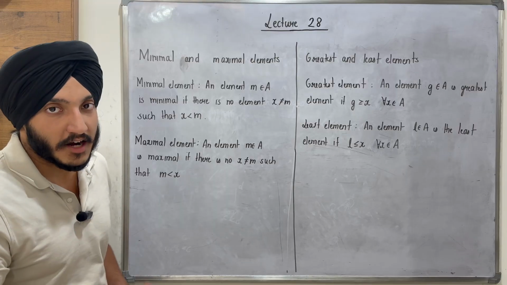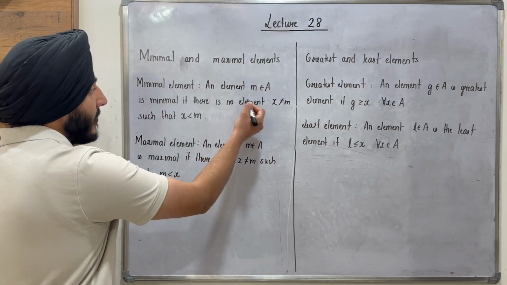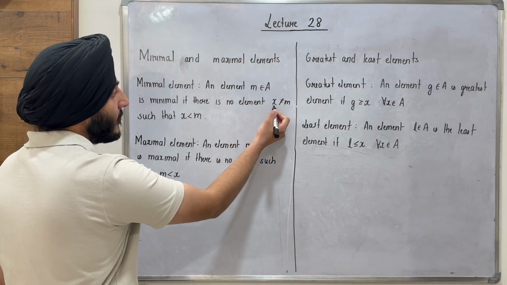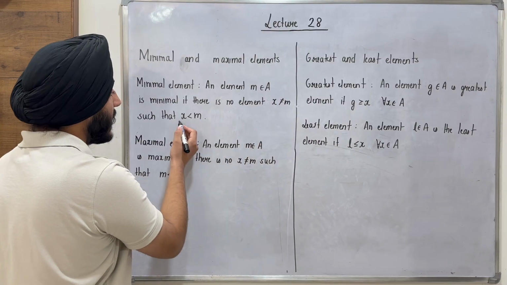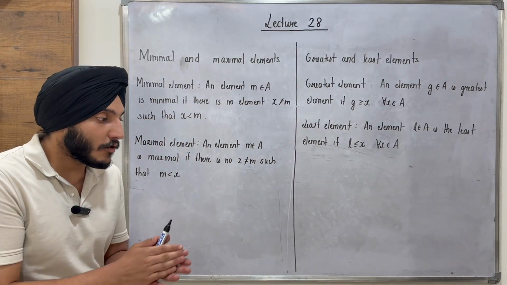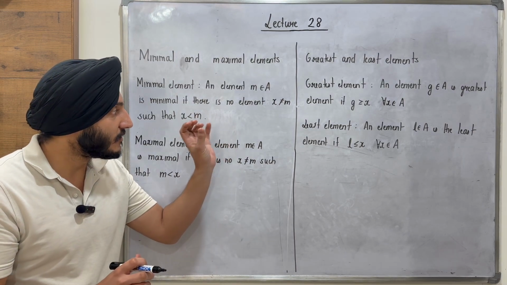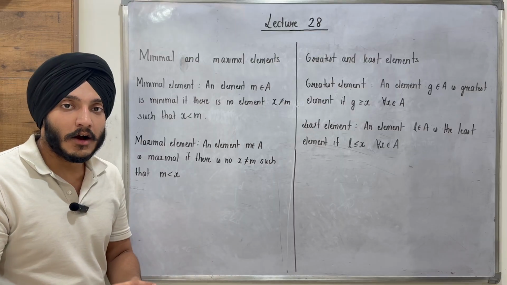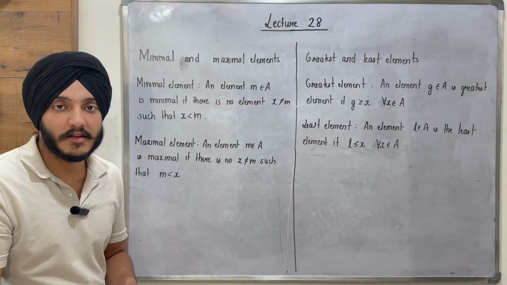So let's start with understanding what are maximal and minimal elements, right? An element m is minimal if there is no element x, which is not equal to m, such that x is less than m, right? What we are trying to say is there is no such element in this relation such that this value is less than it. Now, before we try to understand what are minimal and maximal elements, right?